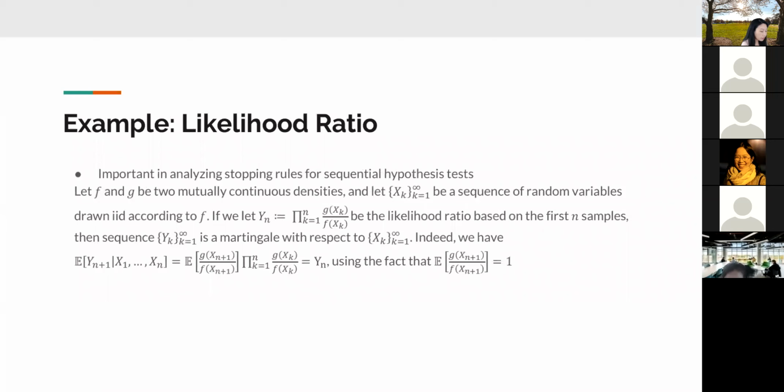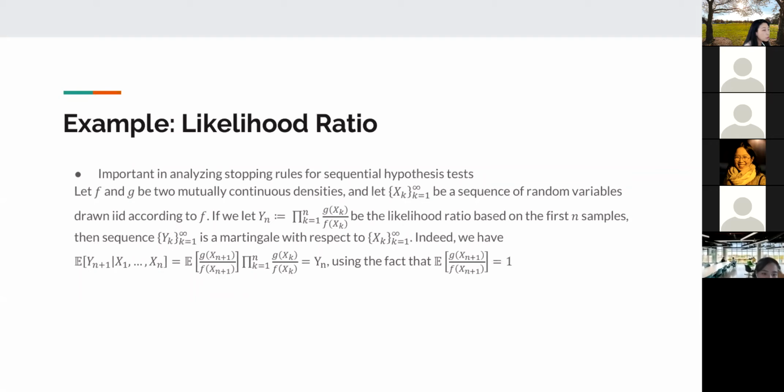All right, so likelihood ratio, again, I'll very quickly go through this. It is very important for analyzing stopping rules for sequential hypothesis testing. Basically, you want to test the likelihood ratio. If you have F and G to be two mutually continuous densities, and you let the X_k be a sequence of random variables, IID, drawn from F. Then you construct a sequence Y_n to be the product over k of G(x_k) over F(x_k), the likelihood ratio based on the first n samples.